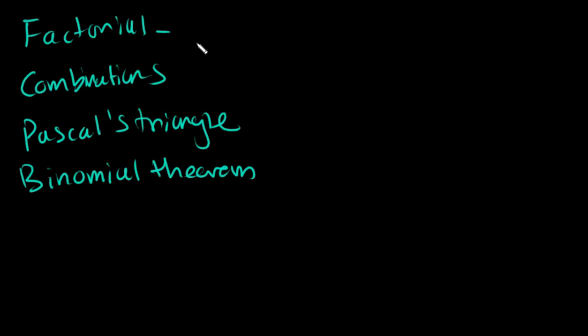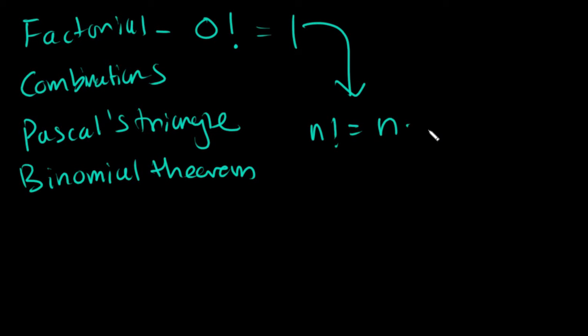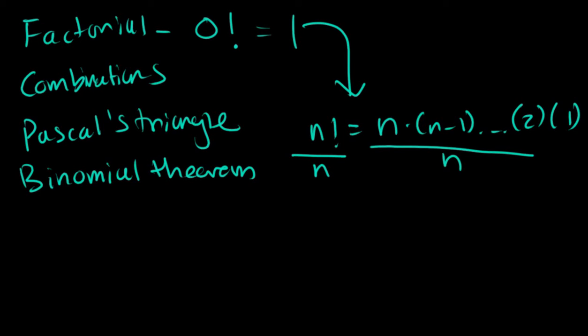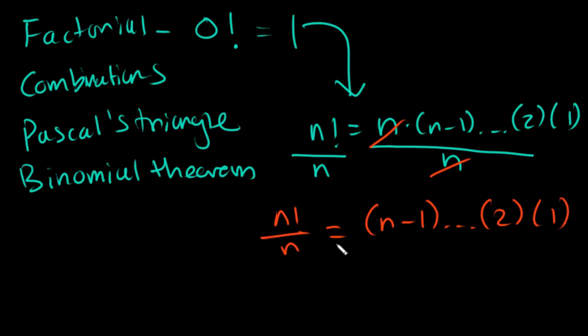Okay, first off, the factorial. 0 factorial is 1. Let me show that. So remember that n factorial is n times n minus 1 all the way down to 2 and 1. A pretty easy identity comes out of this: what happens if I divide this whole thing by n? The n's cancel, and I'm left with n minus 1 all the way down to 2 and 1, which is n minus 1 factorial. So n factorial over n is n minus 1 factorial.